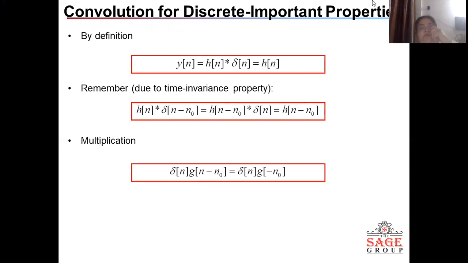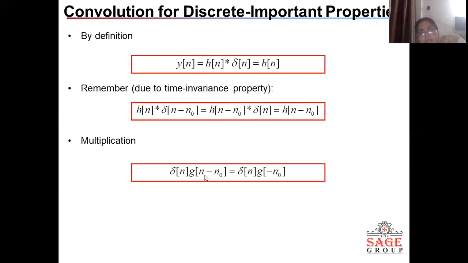Convolution for discrete, by definition we know that y[n] equals h[n], and if it is convolved with delta[n], we'll get h[n], because the amplitude of the impulse is 1. So if we multiply 1 with any input, we'll get the output as the input. So it will be h[n]. Remember, due to the time invariance property, now h[n] is convolved with the impulse which is shifted, delta[n - n0]. So it will result in h[n - n0], because the multiplication between the two signals, the impulse with the function, is now shifted to n0. So we'll get the result only at the position of n0, elsewhere its value is 0.